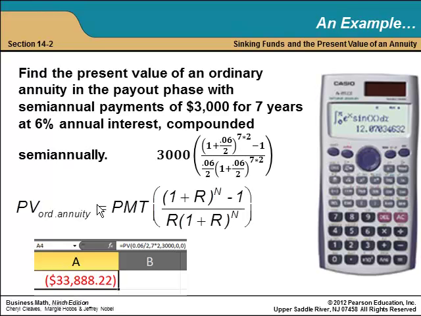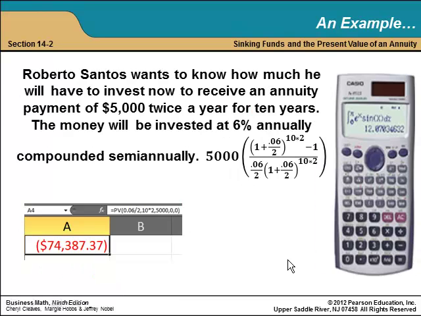So, we're looking for the present value of an ordinary annuity with a payout phase with semi-annual payments of $3,000 for 7 years, 6%, semi-annual. Notice where we put these semi-annuals. And then you've got the rate, the number of periods, and the $3,000, and you'll need $33,888.22.